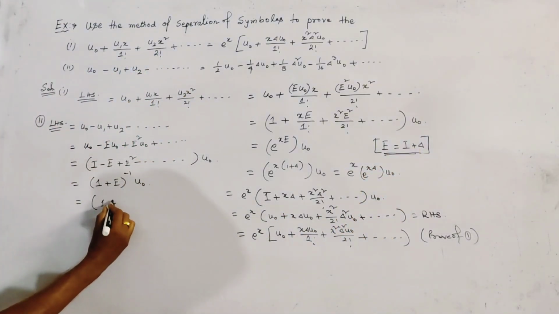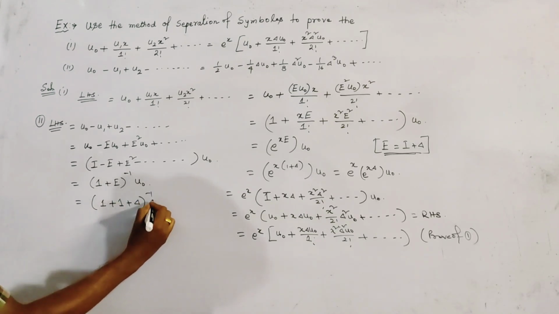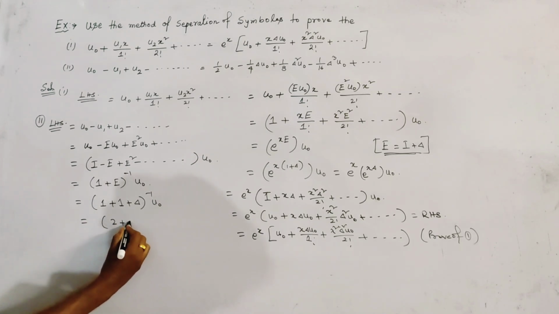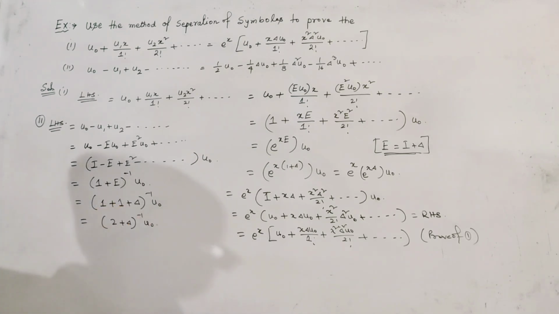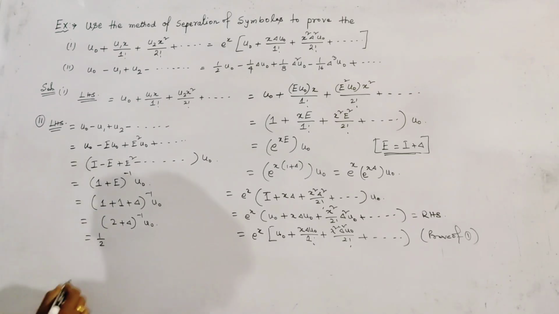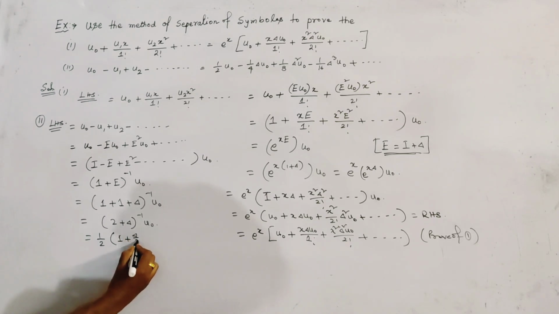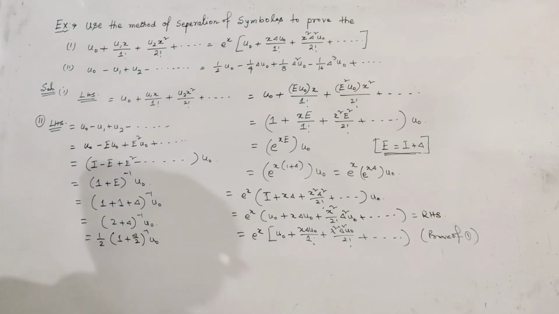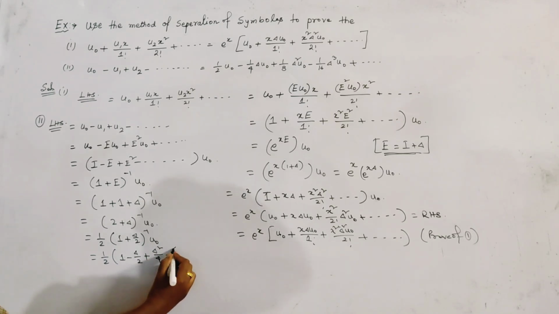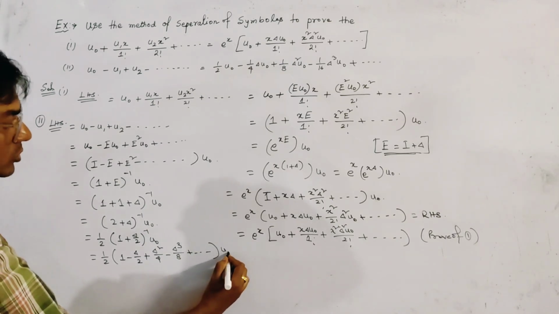Now we use the relation of E and delta. This is E equal to 1 plus delta. So this is (1 plus 1 plus delta) to the power minus 1 into u0. And this is (2 plus delta) to the power minus 1 into u0. And we take common 2 from this, we get outside half, and this is (1 plus delta by 2) whole to the power minus 1 u0. Now we write the expansion of this series, and the series becomes half into 1 minus delta by 2 plus delta square by 4 minus delta cube by 8, and so on, into u0.